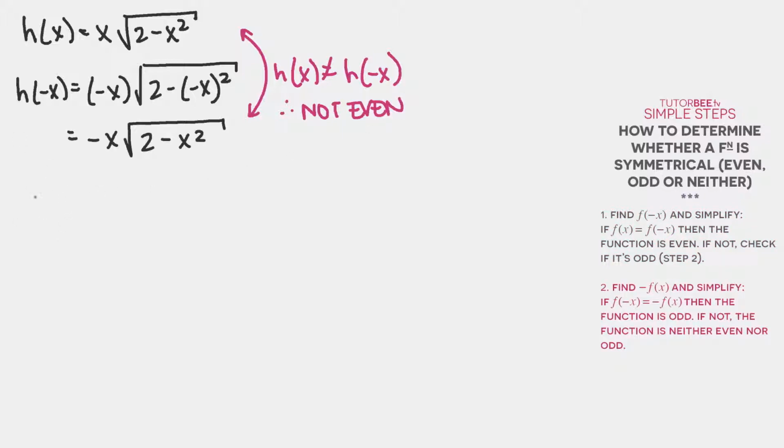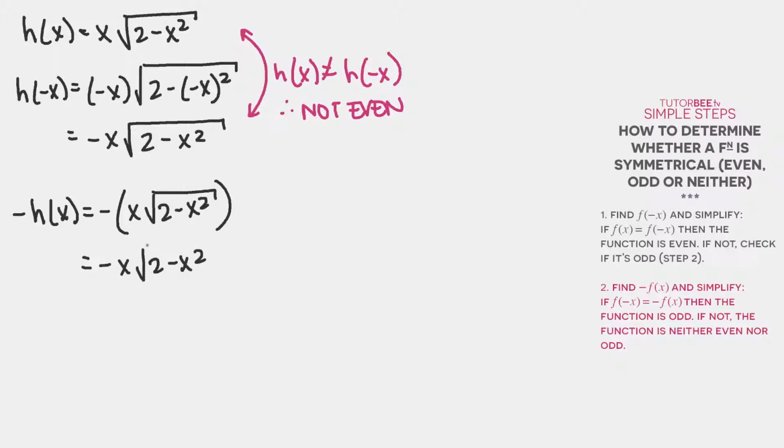Now if I move on to step 2 and I figure out what negative h of x is, that means to take the original function and multiply it by a negative. So I get negative, bracket, x times the square root of 2 minus x squared. Now this is just one term on the inside, so this negative doesn't distribute to each thing, it distributes just to the front here. So negative x square root of 2 minus x squared.